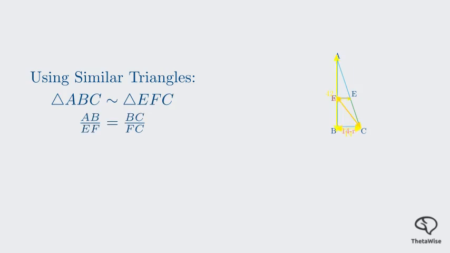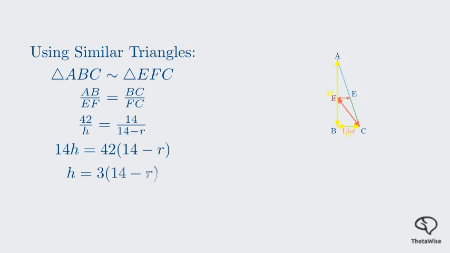Because these triangles are similar, the ratio of their corresponding sides is equal. The side AB, cone height H, is to EF, cylinder height h, as BC, cone radius R, is to FC. Now FC is the cone's radius minus the cylinder's radius, so FC is 14 minus r. We have the proportion 42 over h equals 14 over 14 minus r.